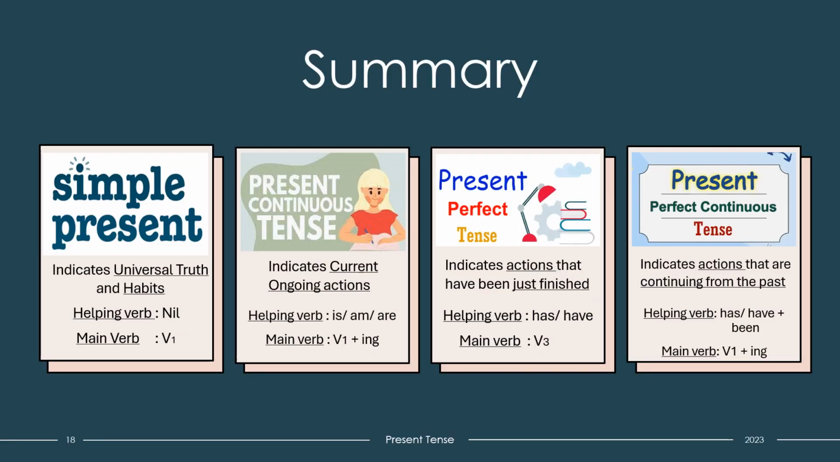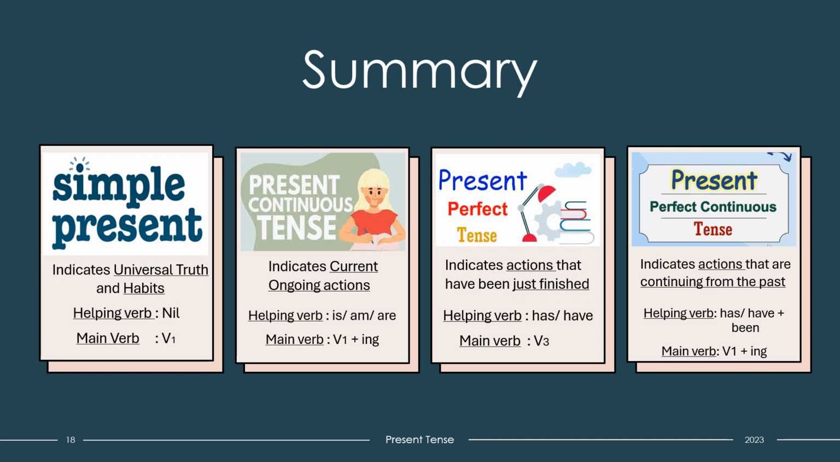Now let's quickly summarize what we have learned so far. We have learned 4 types of present tense: simple present, present continuous, present perfect and present perfect continuous. The main functions: simple present tense is used to indicate universal truth and habits. Present continuous tense indicates the current ongoing actions. Present perfect tense indicates the actions that have just been finished. And perfect continuous tense indicates actions that have been started in the past but are still continuing in the present.